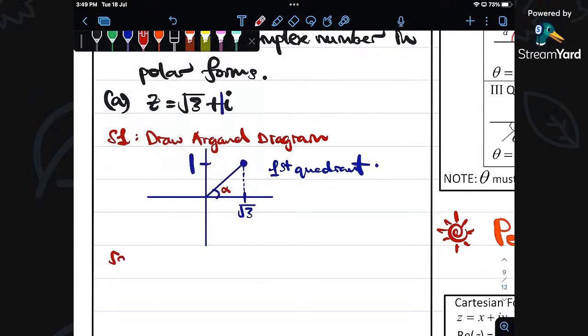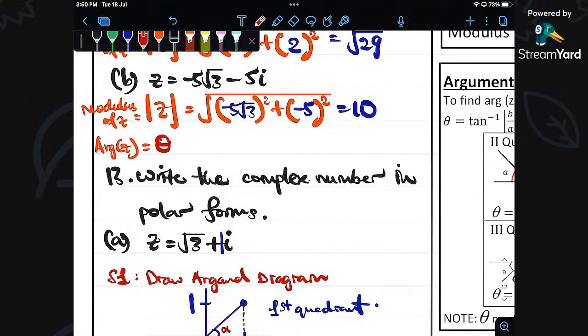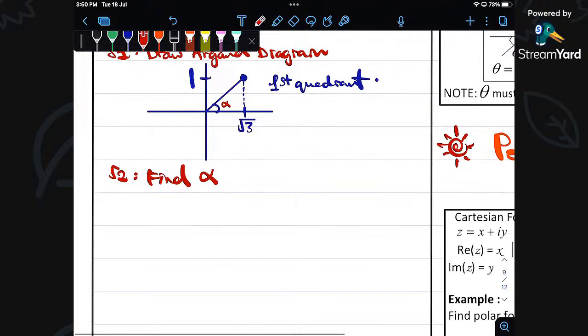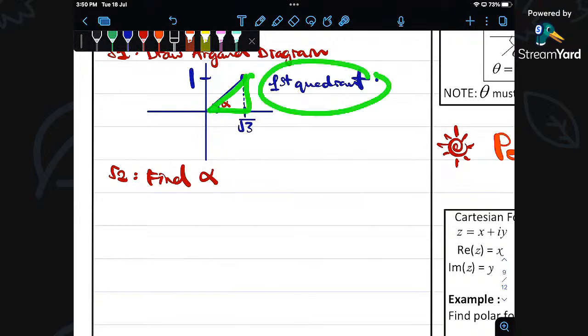Step yang kedua adalah find the alpha. Kita kena cari alpha. Alpha is actually the argument. The argument of Z is actually theta. Theta is actually an angle of Z. Tapi macam mana nak cari theta? So theta sebenarnya adalah daripada alpha ini. Jawapan kita berdasarkan kita punya kuadran. Okay, sebab tu saya menggalakkan untuk melukis kuadran.